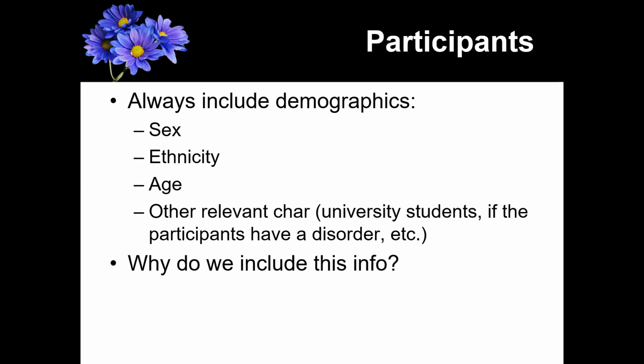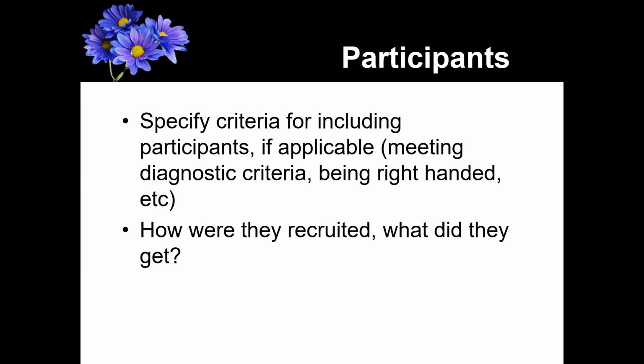And of course, we need to include all this info because if someone were to replicate our study, they'd want to know these things. And maybe if they failed to replicate our study, they'd want to know: was it some issue with their sample? Was it too different than ours? All right. Again, we already covered this, but you want to specify the criteria for including participants if applicable. So how were they diagnosed with something? Did they need to be right-handed? Whatever.